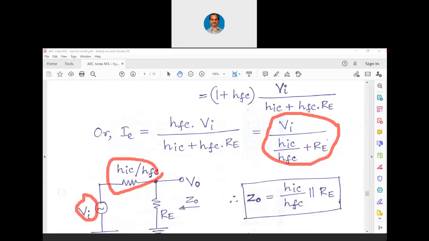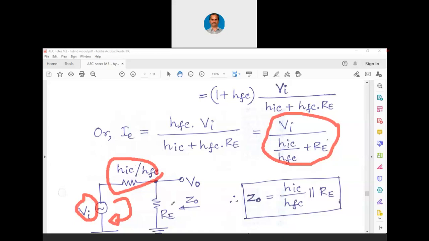That means, as far as this IE is concerned, HIC by HFC and RE are in series. You can visualize this loop this way. When you visualize this loop, HIC by HFC plus RE is there. So, here it is HIC by HFC, we have one resistance and we have RE another resistance, and that is how current IE is flowing, and VI is there at the input.